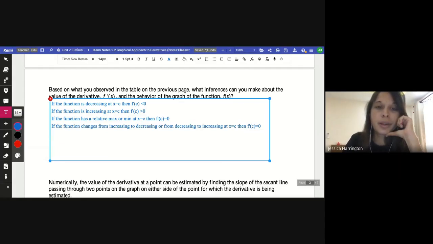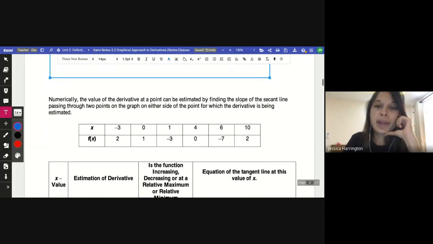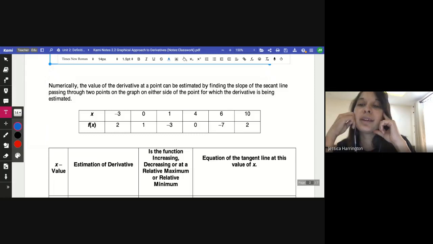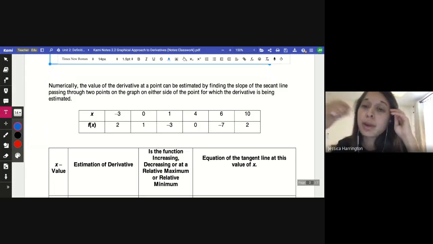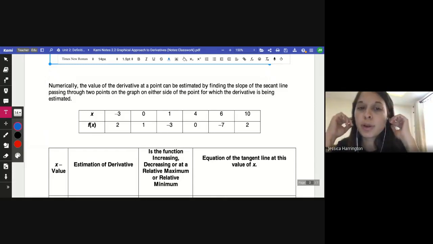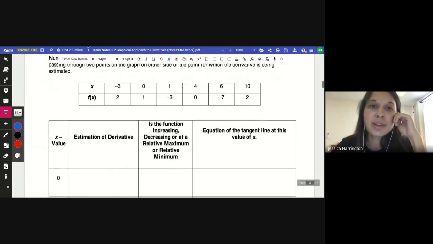So let's look at this. Let's keep going down. Numerically, the value of a derivative at a point can be estimated by finding the slope of a secant line passing through 2 points on the graph on either side of the point for which the derivative is being estimated, which is what we did in our notes on 2.1, right? We had c and then c plus change in x, and we found the limit between those 2 points because we're trying to make that interval really small. So let's say we're given this table here. So we're going to use the table now to estimate the derivative.